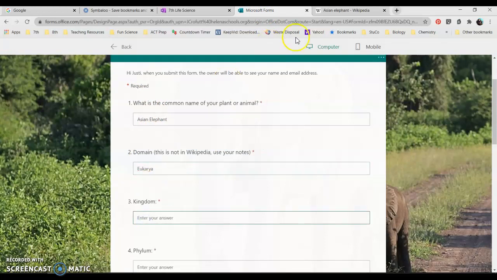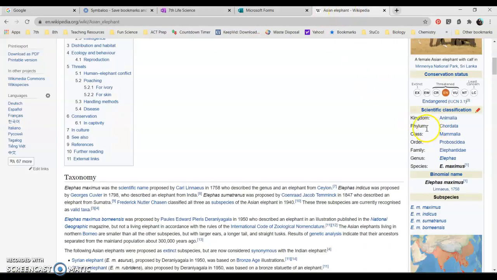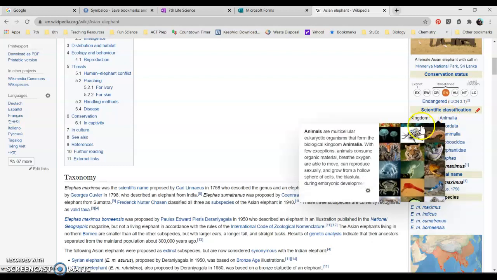And then I can go to kingdom. I already know that an Asian elephant is going to be Animalia. I shouldn't need to look that up. The only 2 kingdoms you should be doing are Plantae or Animalia. Okay, so I can check kingdom, Animalia.